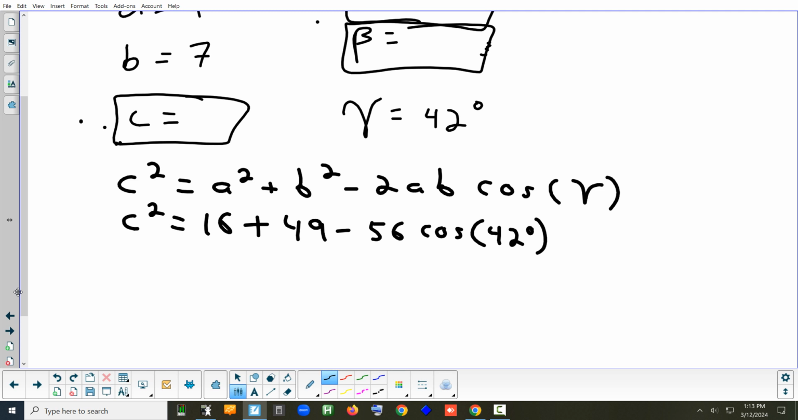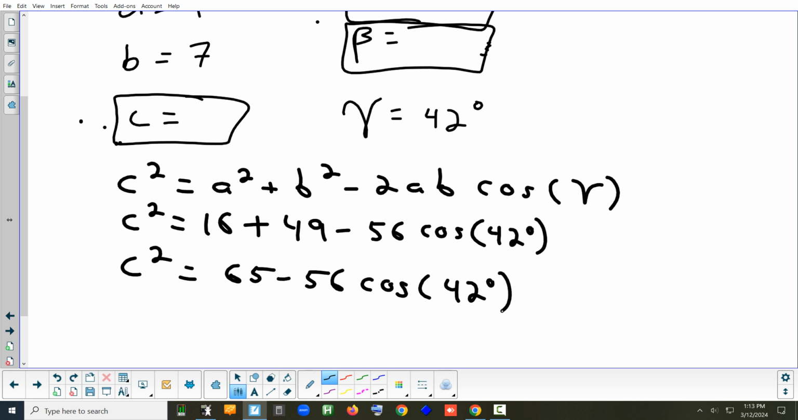We can do 16 plus 49. And what does that give me? 65. That's really the last thing that you can do. Otherwise, you're going to start rounding. There's nothing else you can do. You can't do 65 minus 56. PEMDAS. You'd have to do multiplication first.